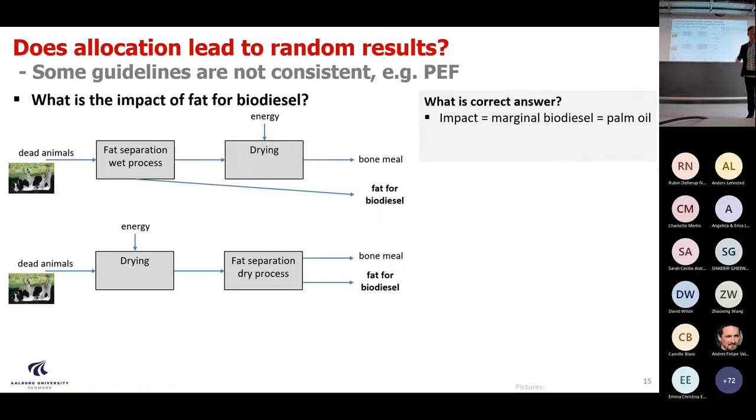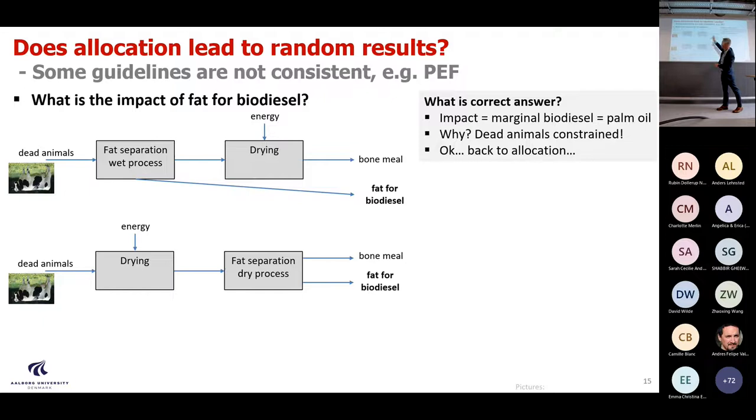And why I have just answered, that's because dead animals, they are constrained. They're not more dead animals because we are demanding biodiesel. Okay, now let's go back to the allocation. So we are already far off, but we are far off in two different ways here. So we agreed that we have the same machine with the same energy, the same two machines. They just have an energy input at different places here.